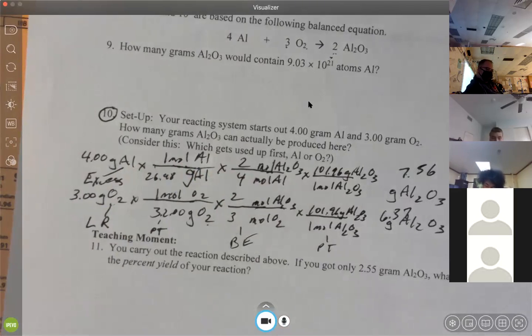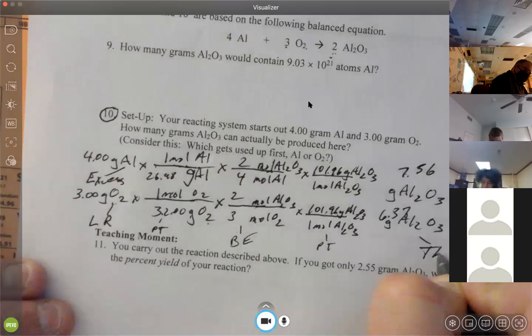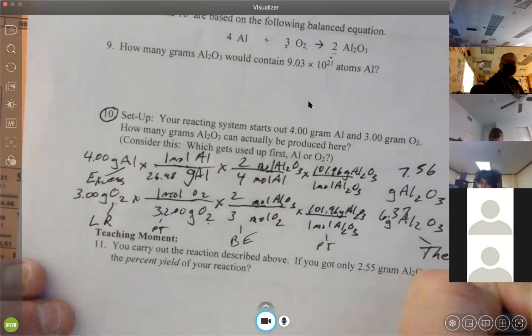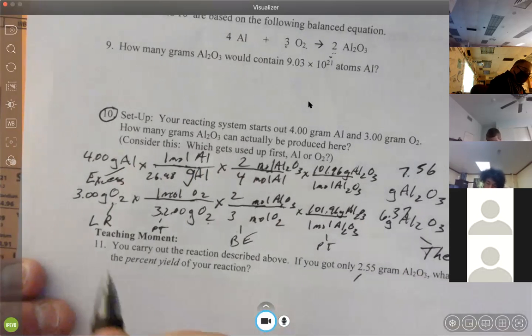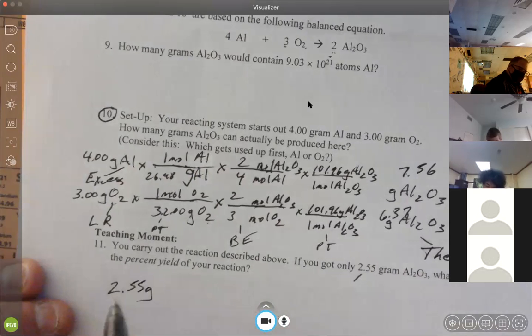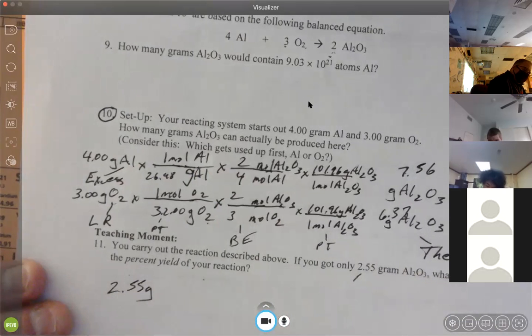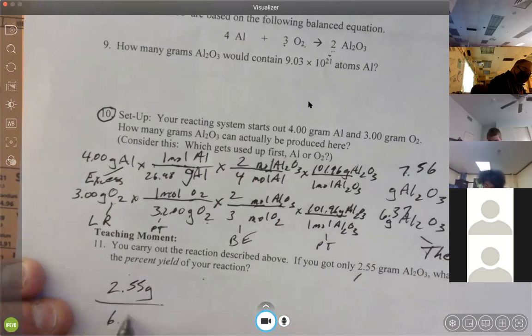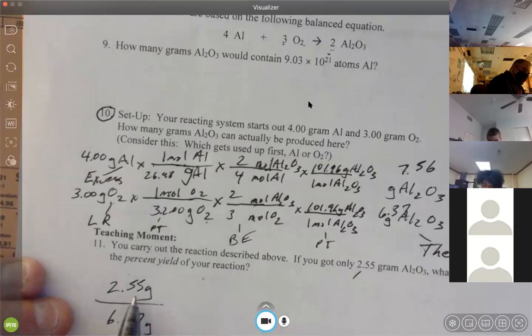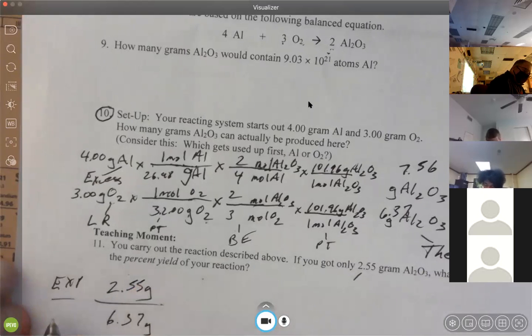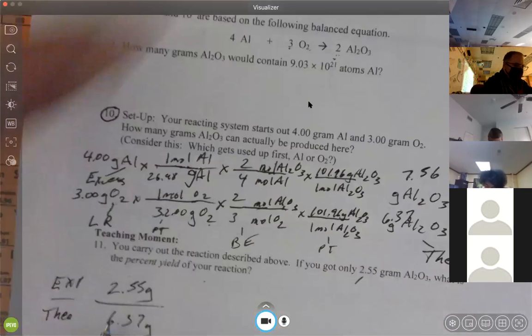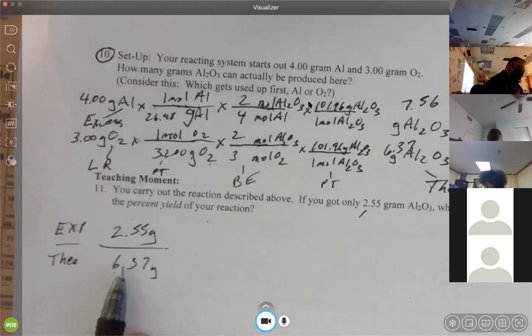Questions here. This would be known as the theoretical amount that you could make. A student in the laboratory made 2.55 grams. He should have been able to make 6.37 grams theoretically. This is his experimental, that's what he did in the laboratory. Theoretically, the math says he should have been able to make this amount. I think the student messed up.